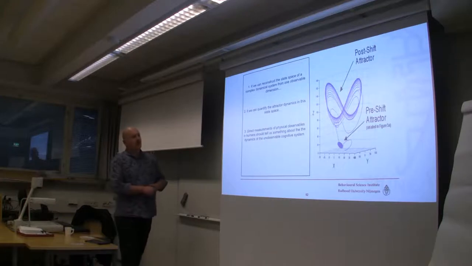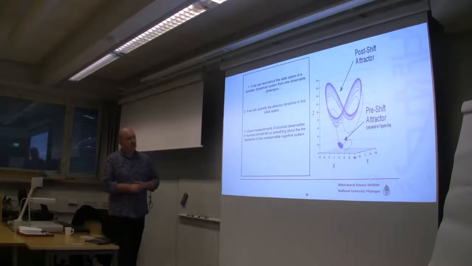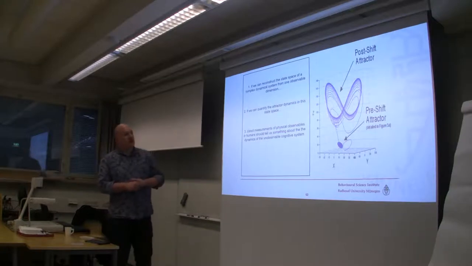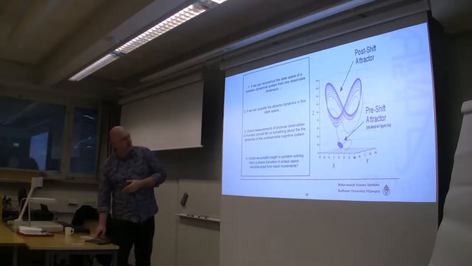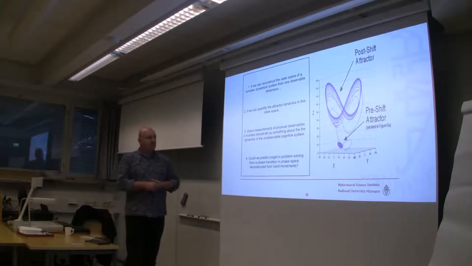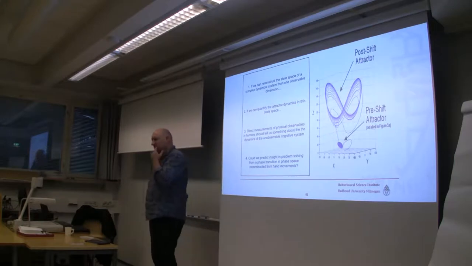So we should be able to tell something about the system and the dynamics, in this case of the cognitive system, by looking at some other observable of the system. And in this case, they used hand movement.